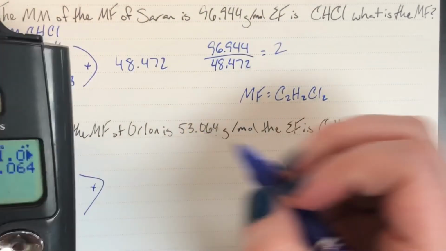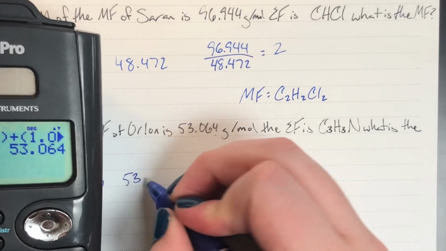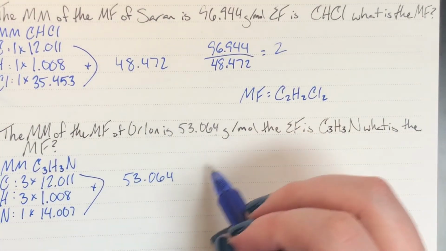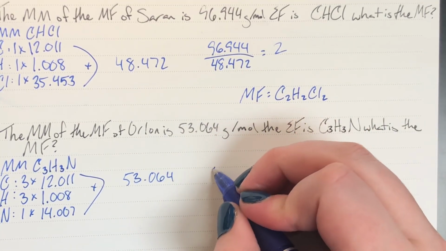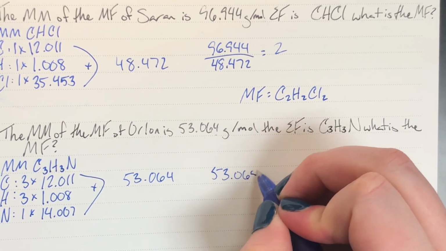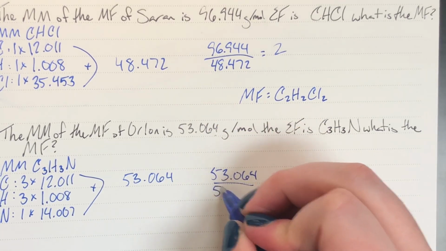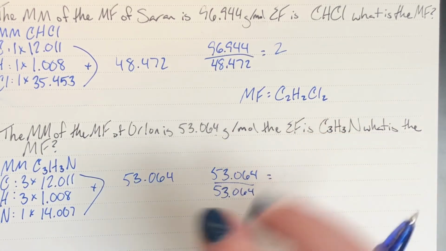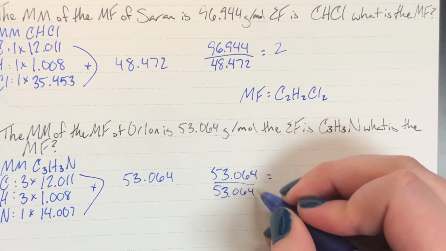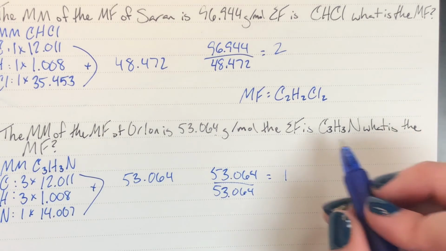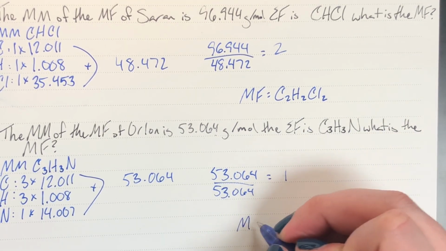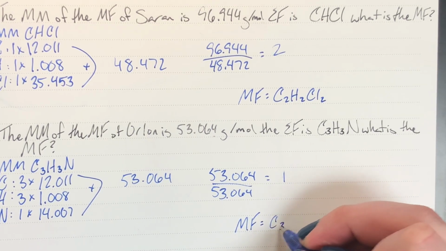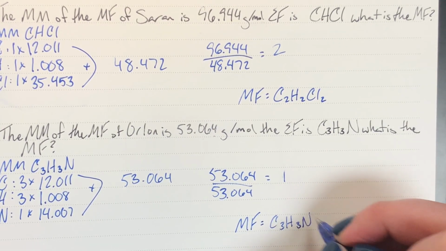Okay, that gives me the number 53.064. If I were to divide 53.064, which was my provided mass in my problem, by 53.064, which was the number that I got out of my calculation, since it's the same exact number, I would get 1, which means that the empirical formula is the molecular formula. And so I can establish that my molecular formula is C3H3N. And I'm done.